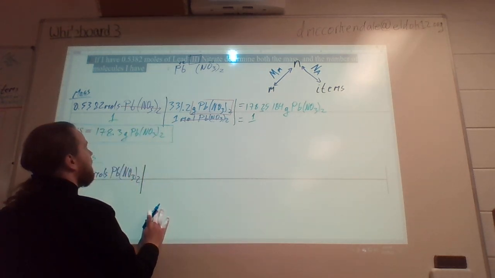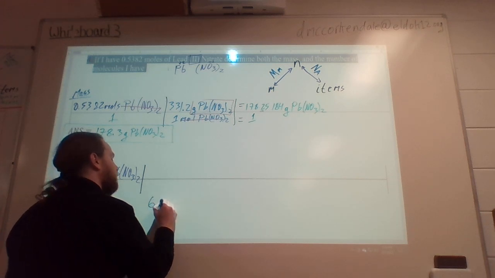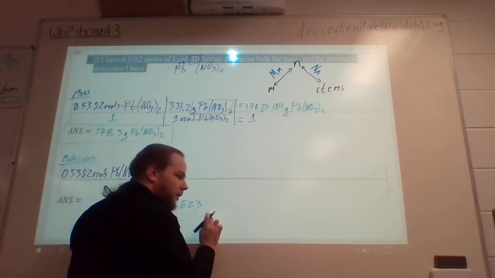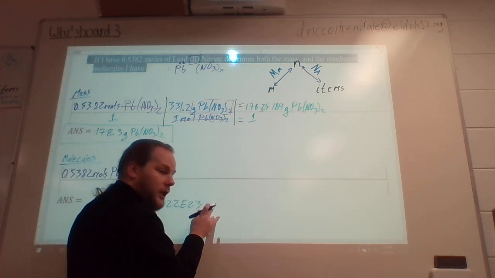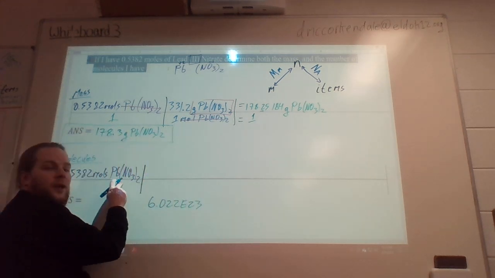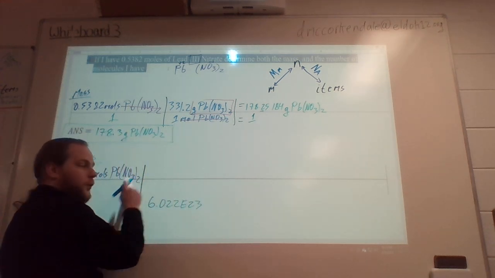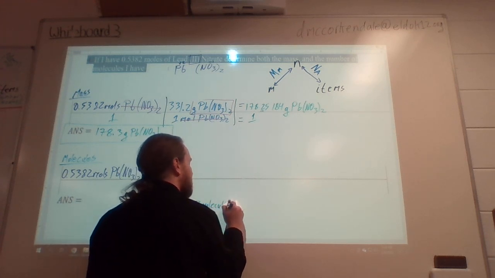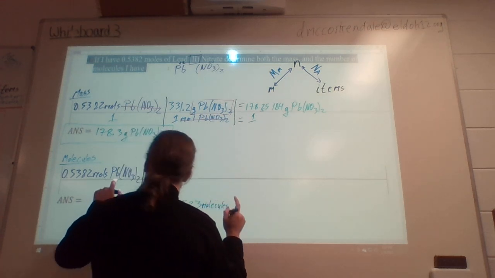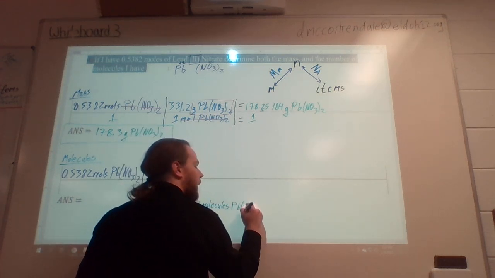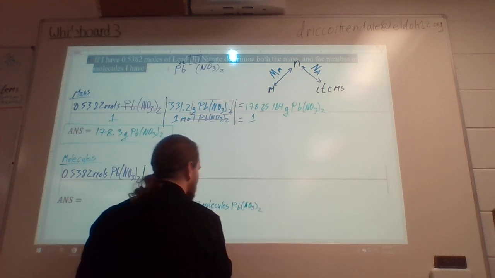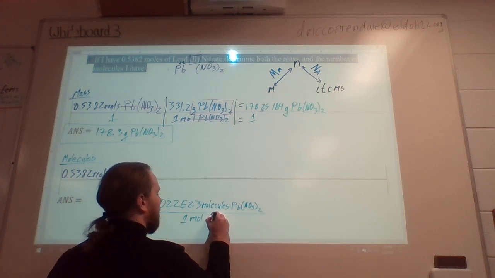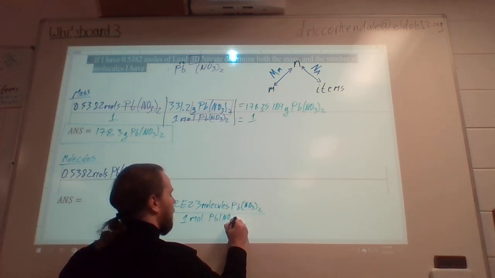So I'm going to put this underneath. We know Avogadro's number is 6.022E23. After that, the units are items. So it's either atoms or molecules. This is a compound, not an element. So we are after molecules. So molecules, and then the formula, which is again PbNO3(2). All that over 1 mole of PbNO3(2).